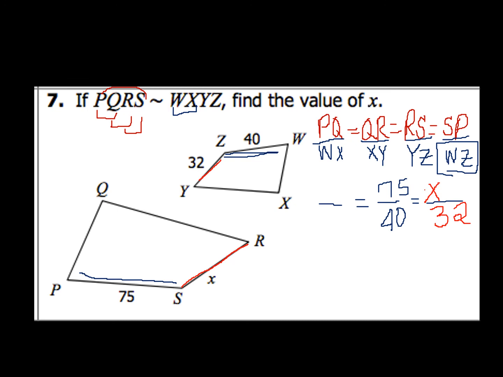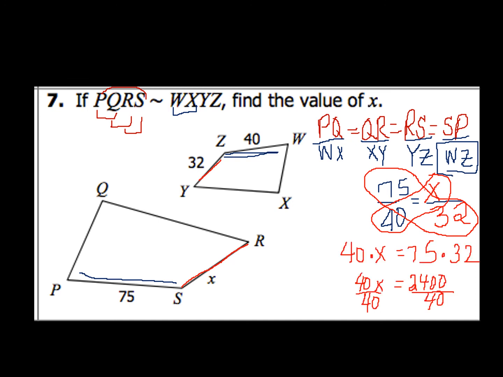All right. Did I need the front part of this proportion? No, I didn't, so I can go ahead and erase that. And so now I want to do my cross products, 40 times X, and then I'll do 75 times 32. So we get 40X is equal to 2400, and then we divide by 40, and we get X is equal to 60.